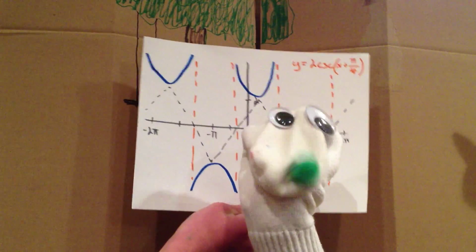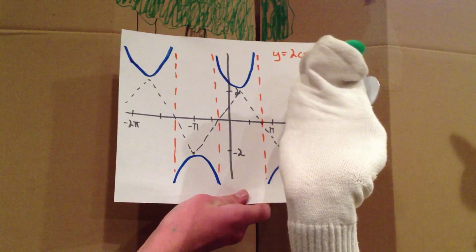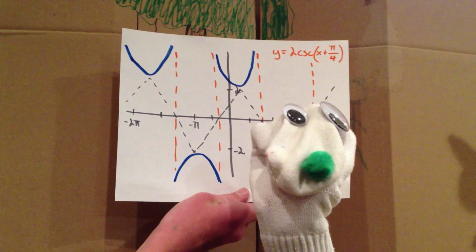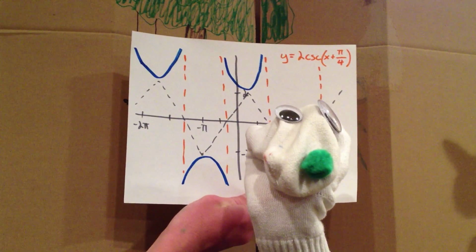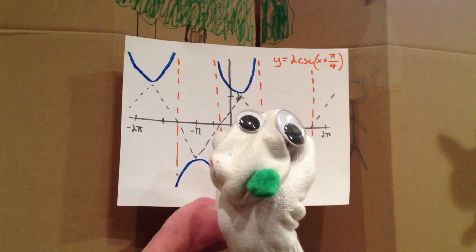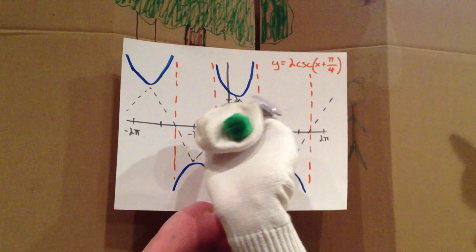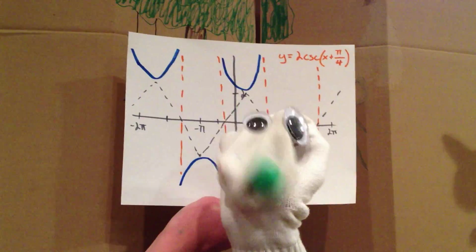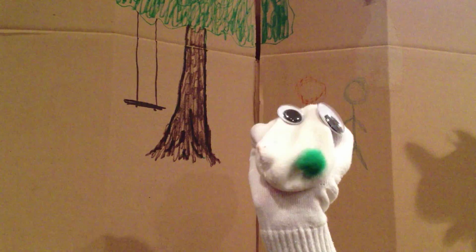And now the horizontal shift is pi over 4. It's plus pi over 4, so that means we're going left. So our graph is shifted over pi over 4 to the left. So instead of starting at 0, it starts at pi over 4. Easy enough. Okay, so now let's look at an example problem for the secant graph.